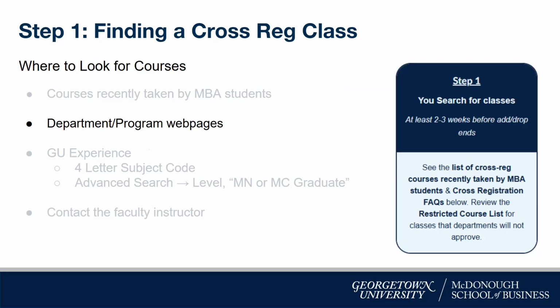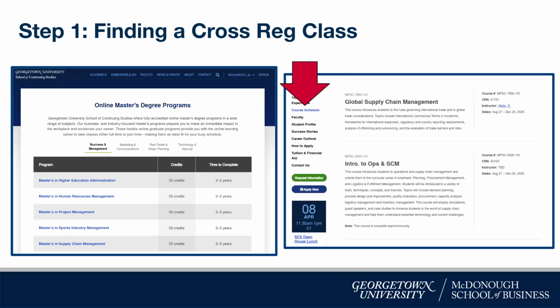You can also search the department and program websites to see what types of classes they offer. Many of our common cross-registration partners are linked on the Canvas page. For example, if you follow the link for the School of Continuing Studies, you'll be taken to their degree programs page where you can see the different master's programs they offer. By clicking on one you're interested in and then following the course schedule link, you can see what specific classes, along with course descriptions, are being offered in a given term for that program. Other departments have similar ways for viewing their curriculums.